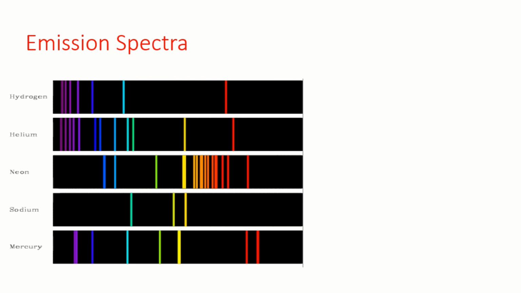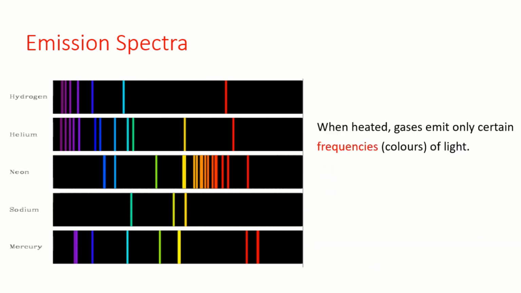So if you look at hydrogen, for example, there's some areas which are very similar to the next element, helium. However, there's some colors which are not common to the two of them. As you then go down to neon, sodium, for example, they all have their own characteristic emission spectra. Okay, so when we refer to an emission spectrum, we're really referring to the fact that when we heat up an element in its gas state, it will then emit only certain frequencies, or in other words, colors of light. And each one of these is called an emission spectrum.